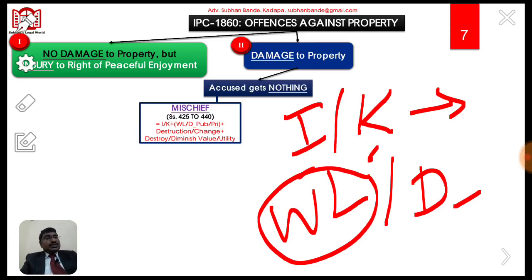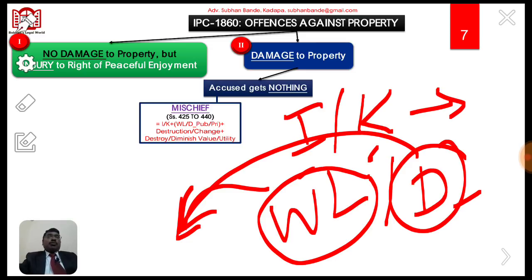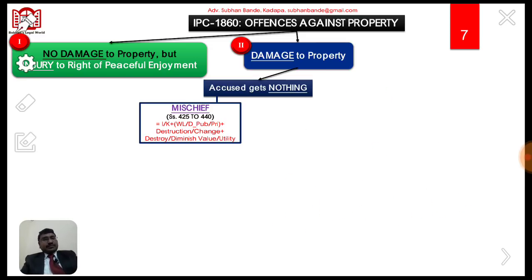The intention of the accused is to cause wrongful loss or damage to some property. The property may be a public property or private property. The accused must destroy the entire property, or he must change the state of the property. Such destruction or demolition should decrease the value or utility of such property. These are the ingredients of mischief. In order to understand the concept of mischief, we need to discuss a few illustrations.